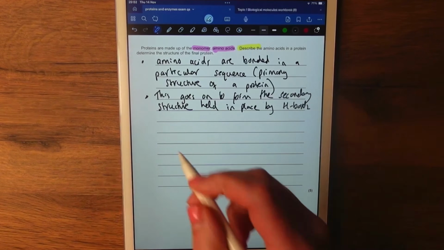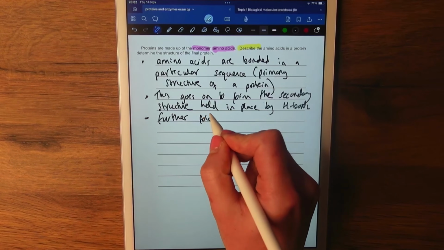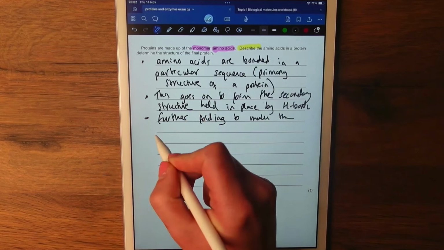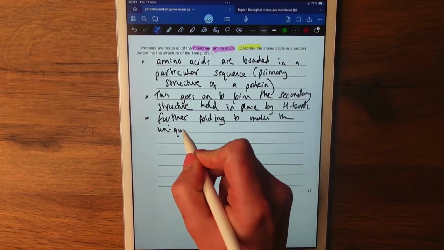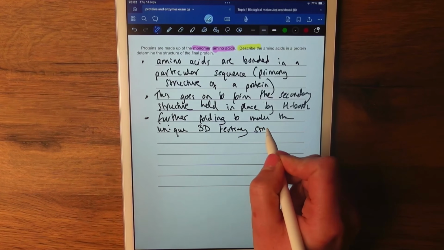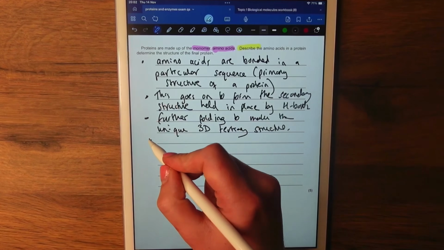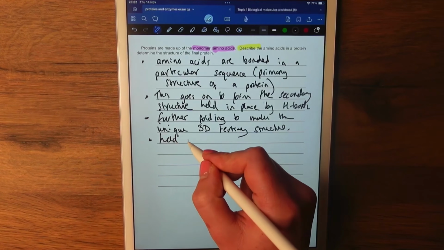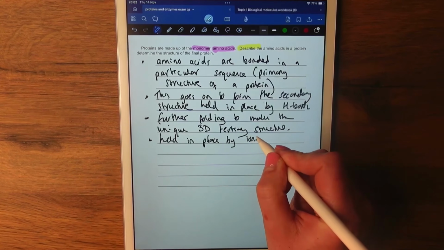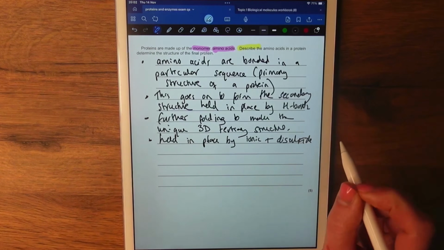And then the next thing is, I'm going to say there's further folding to make the unique 3D tertiary structure. So for this one, I'd also add in that it is held in place by ionic and disulfide bonds as well, although it's only sometimes disulfide bonds.